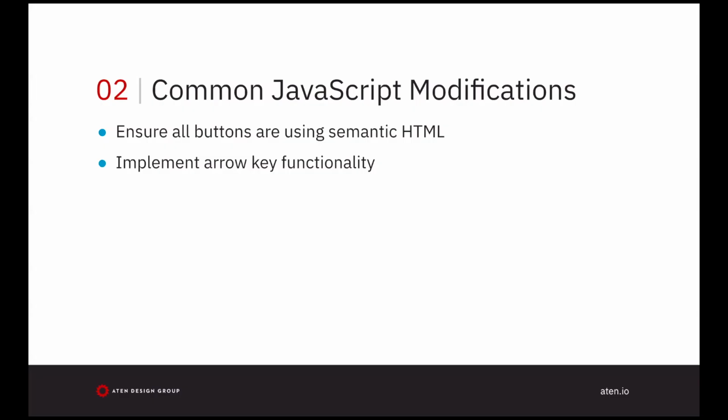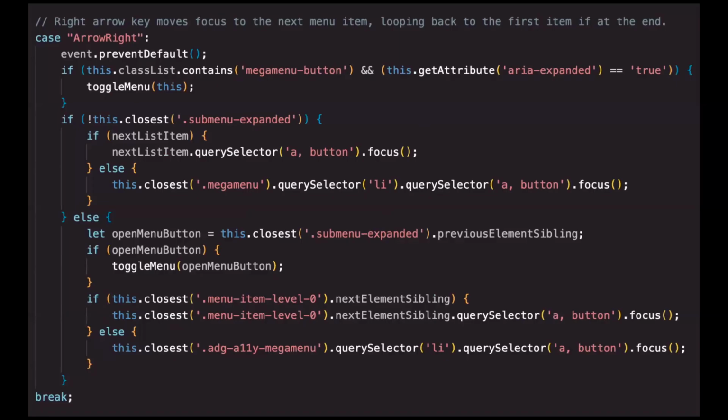A more advanced modification that can be done through JavaScript is to implement arrow key functionality. This enhances keyboard navigation by allowing users to use the left and right arrows for moving horizontally between top-level menu items, and using the up and down arrows to navigate through submenu items. Now, this next modification is a bit too extensive to dive into in this webinar, but let's walk through just a pseudocode implementation at a very high level to explain the keyboard patterns that we want to implement.